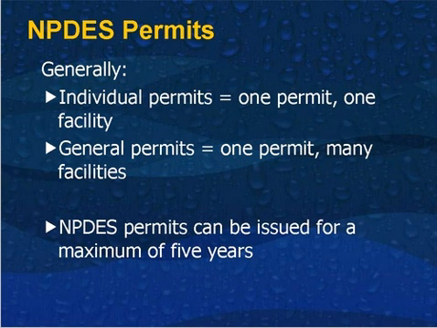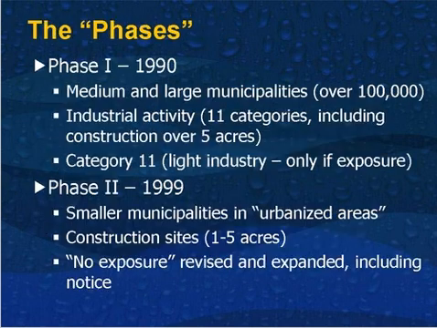Okay, John, and just a summary slide here of the two phases. Again, phase one was developed in 1990 and covers those medium and large municipalities over 100,000 that Thelma mentioned. Also, industrial activity in 11 categories.